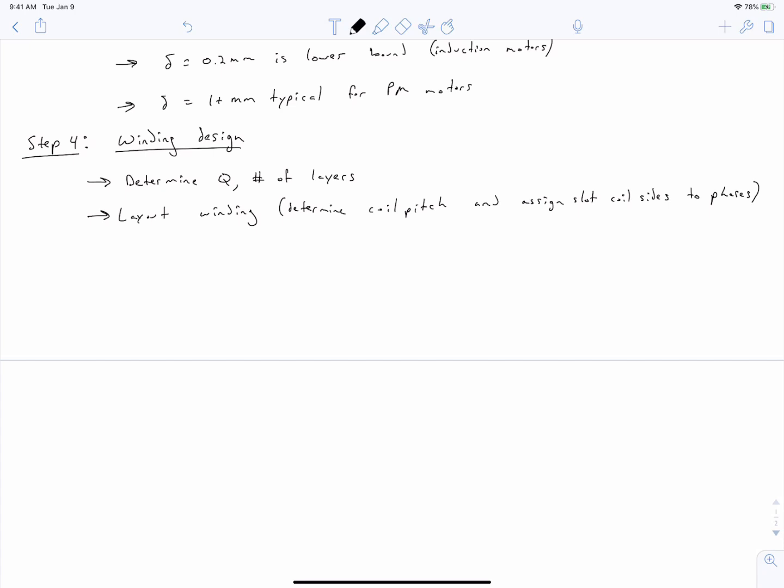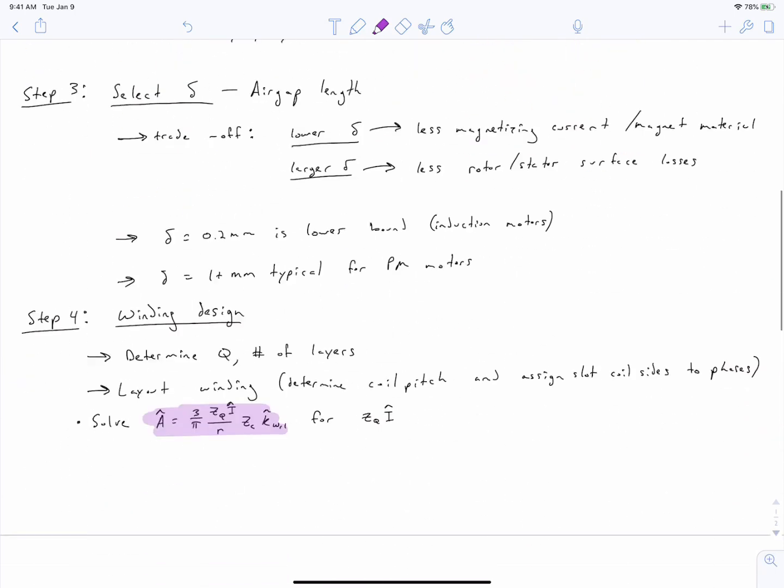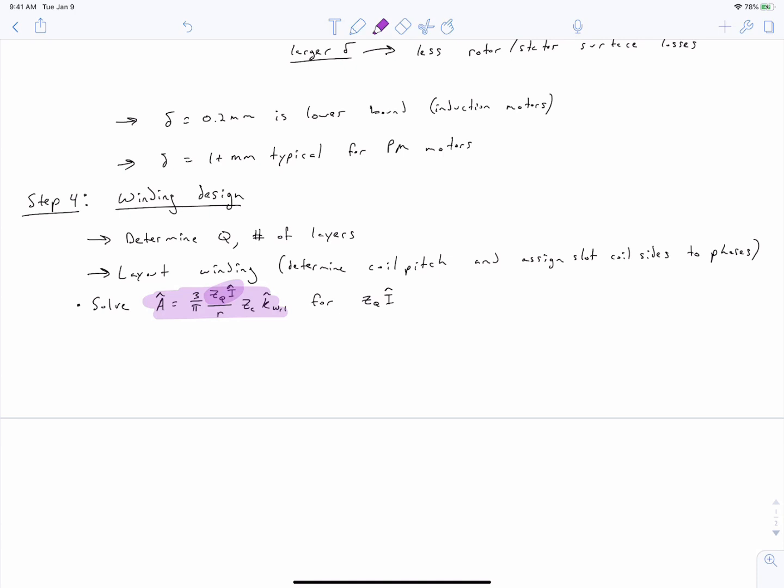And now it's time to determine how many ampere turns you need within a slot. And so what you do is you solve our equation for electric loading. So you solve this equation where A hat is the electric loading that we previously picked up here. ZQ I hat is the total number of ampere turns in a slot. ZQ is the number of turns in a coil, and I hat is the current rating of that coil. R is the radius of our air gap. ZC is the number of coils that we have in a phase. And KW1 hat is our winding factor at the fundamental harmonic.